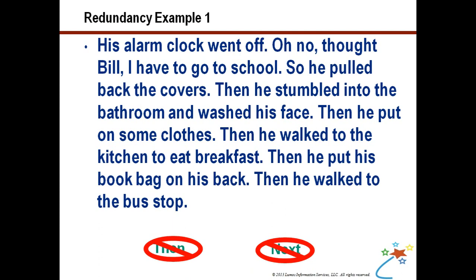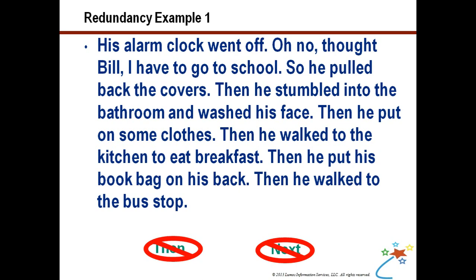But I think you'll agree it's obvious that after he pulls off the covers, then he stumbles into the bathroom, then he washes his face, then he puts on some clothes, then he walks to the kitchen, then he puts his book bag on his back and walks to the bus stop. So it's obvious that these things occur in sequence, so therefore you do not need to use the word then over and over and over again. So that was a pretty easy example to realize.